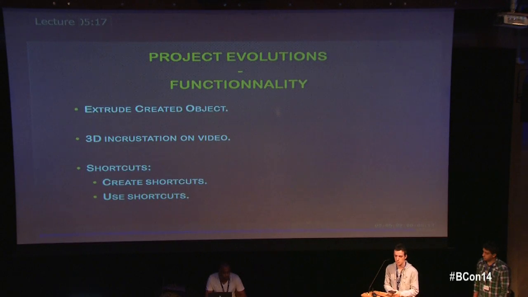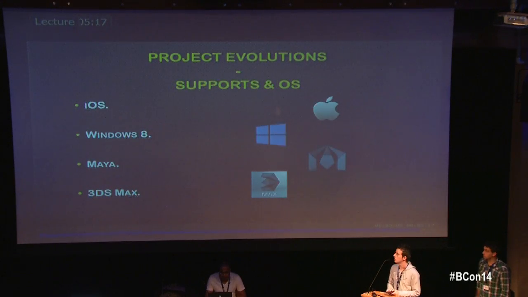And shortcuts to launch, for example, render directly from your smartphone or switch to camera view with a simple button. And the final one would be to have a feedback on your smartphone of your scene, because you can't actually at that moment. And why not port it to other OS, so iOS or Windows Phone, and other software, Maya, 3ds Max, etc.